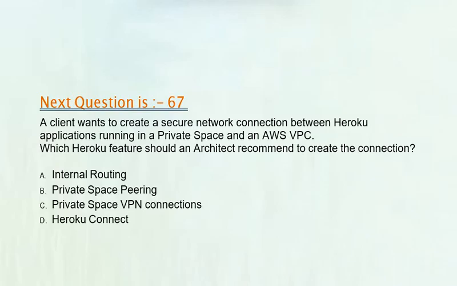Question is a client wants to create a secure network connection between Heroku applications running in a private space and an AWS VPC. Which Heroku features should an architect recommend to create the connection? Option A, internal routing. Option B, private space peering. Option C, private space VPN connections. Option D, Heroku Connect.